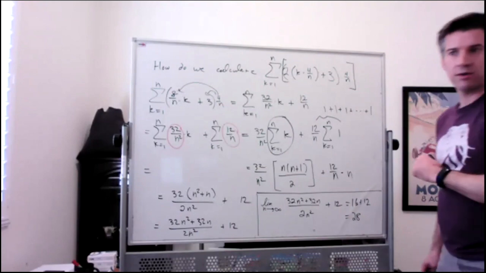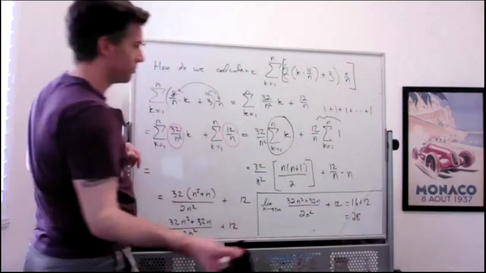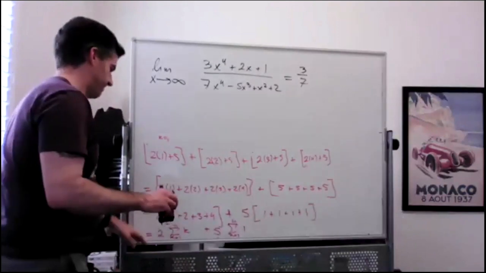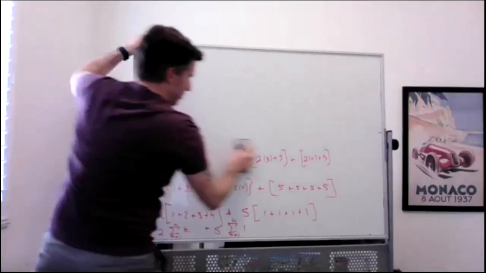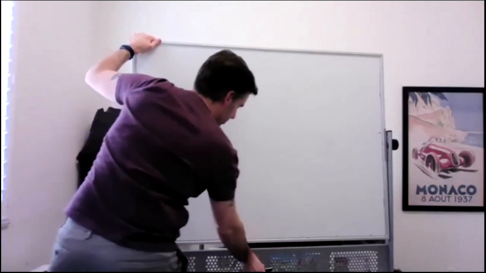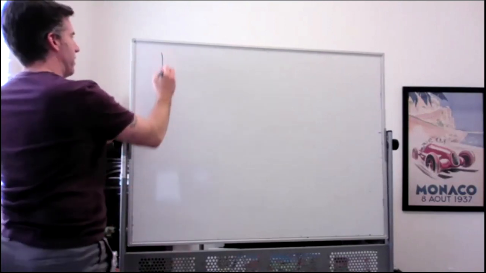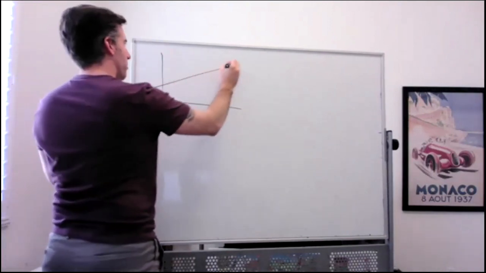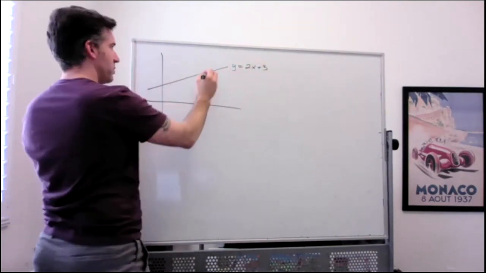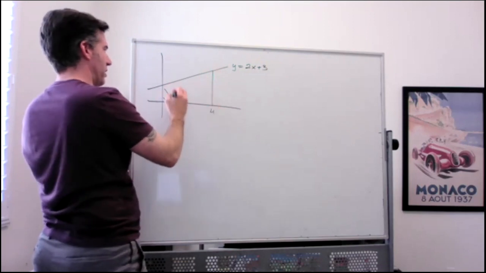Let's check our answer. We're going to check it in 2 different ways. I'm going to leave this up here for a second. So one way to check our answer, and again, I'm going to start using some integral notation. So we just found the area under y equals 2x plus 3 between 0 and 4, right? We just found this area here.